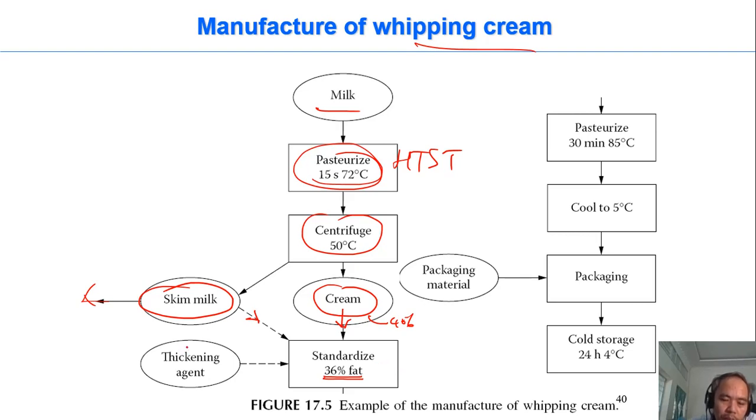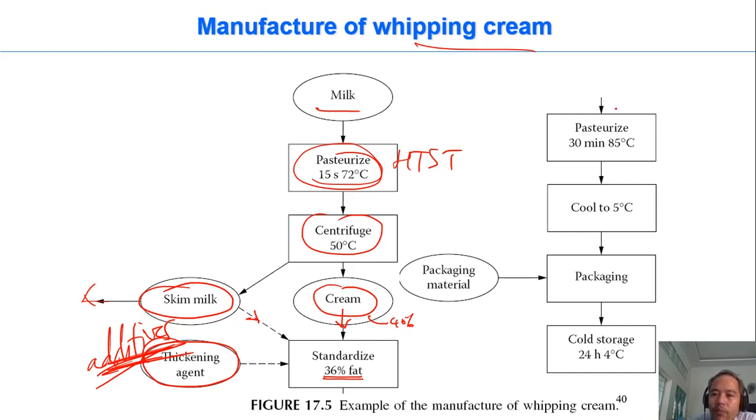If you want to have 36%, then you need to add some amount of skim milk. Here, to make whipping cream, we also have to add additives. What these additives are, we will discuss in the next slides. We have to add them because we need the additives to help maintain the texture of the cream after whipping.